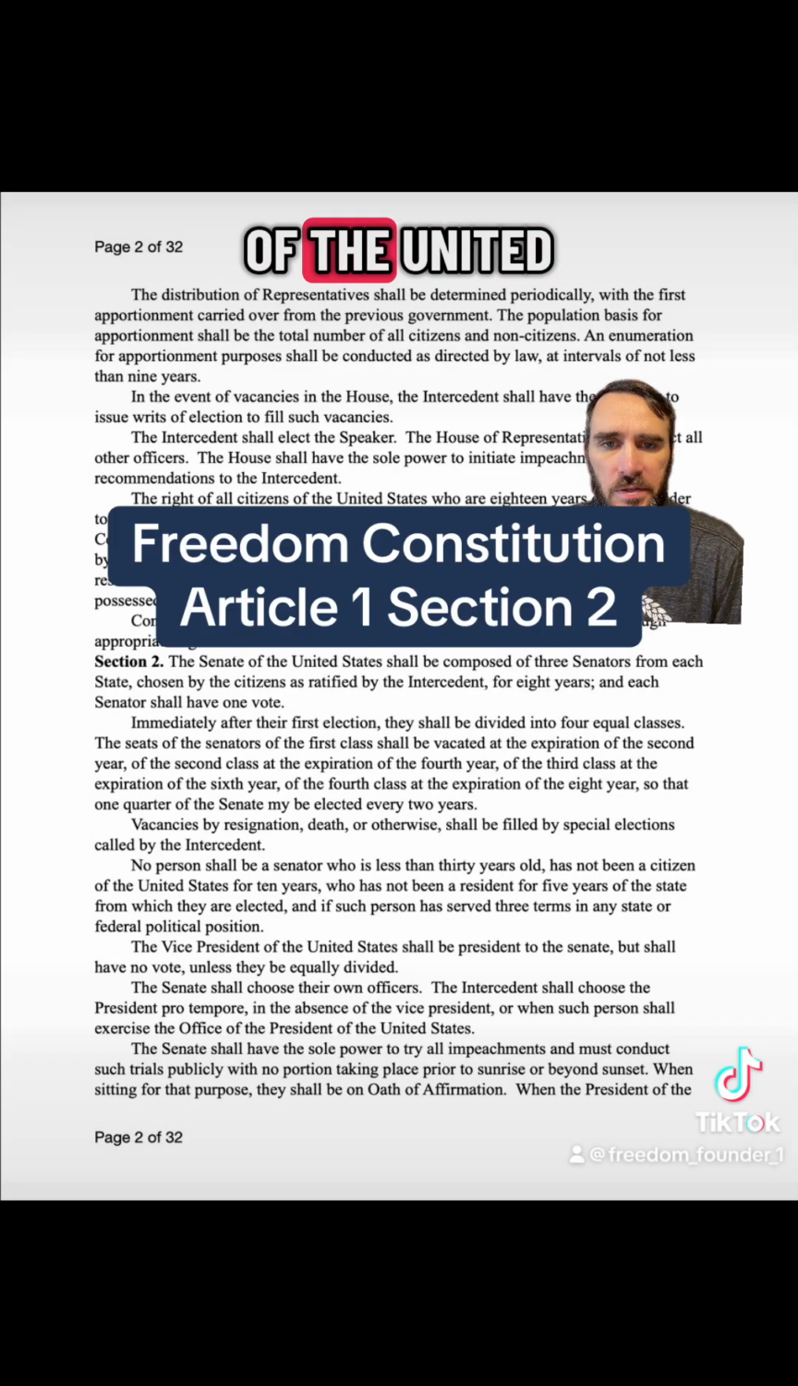The Vice President of the United States shall be president to the Senate, but shall have no vote unless they be equally divided. So that's just like today.